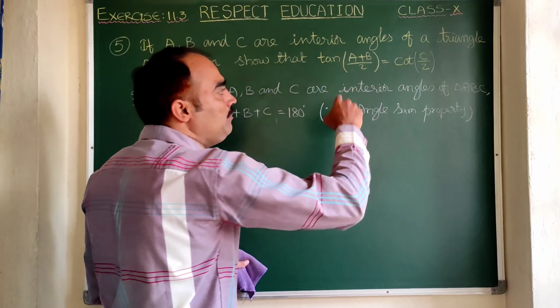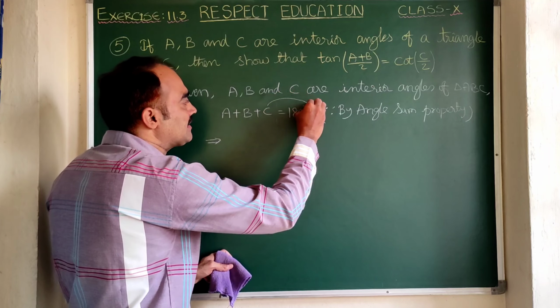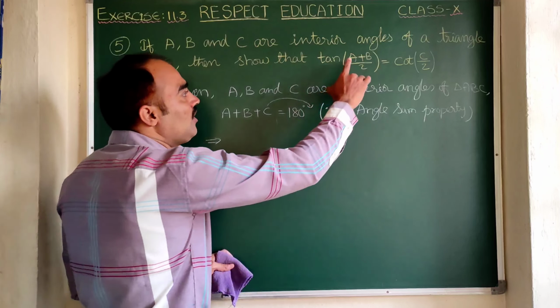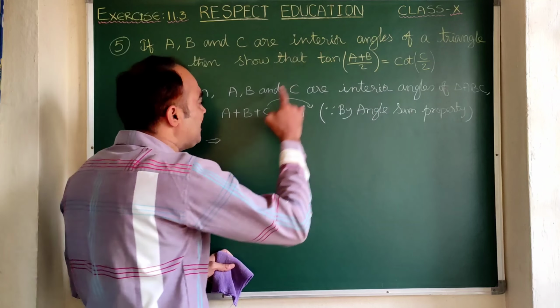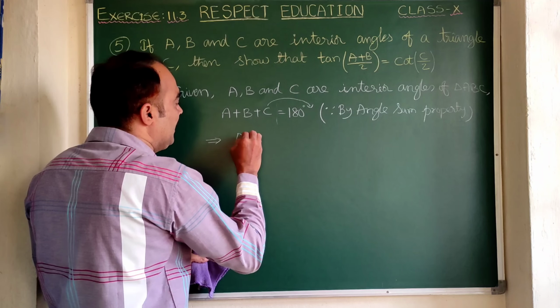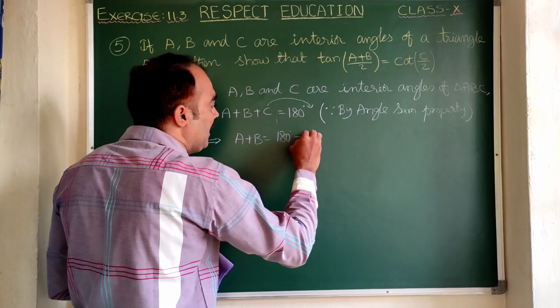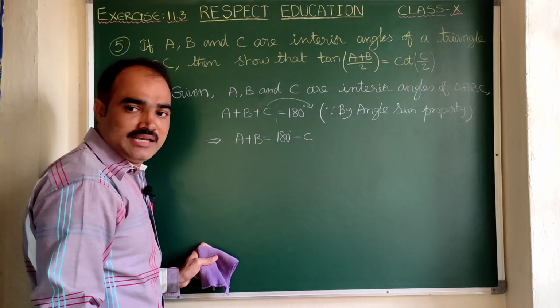Now you just observe what we need to show. Tan of A plus B by 2 equal to cot C by 2. So first let us send the C that side. So that here what is required? A plus B is required. A plus B will be one side. Is it clear? Yes, sir. So now here A plus B is equal to 180 degrees minus C. Is it clear? Yes, sir.